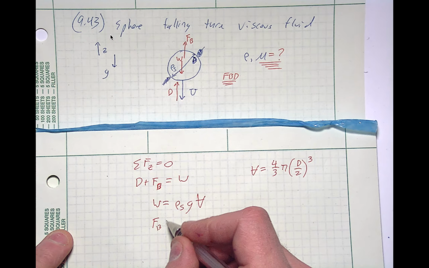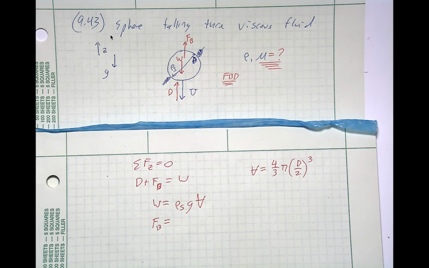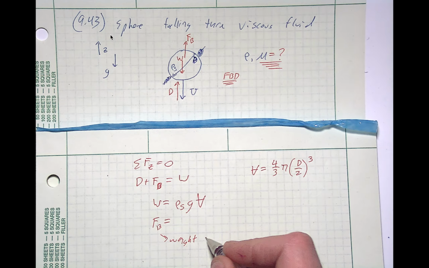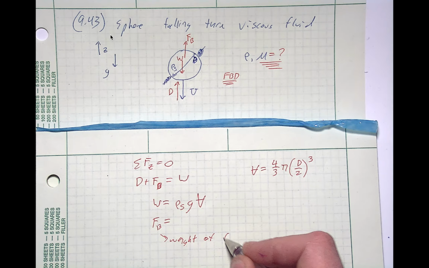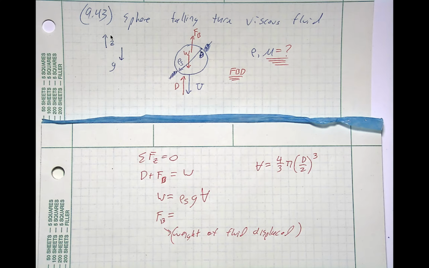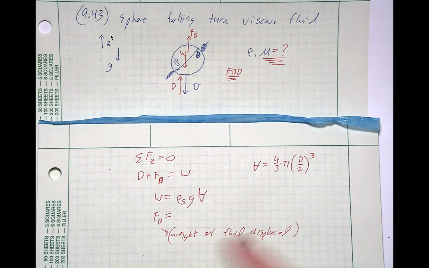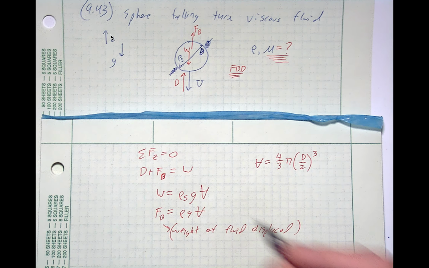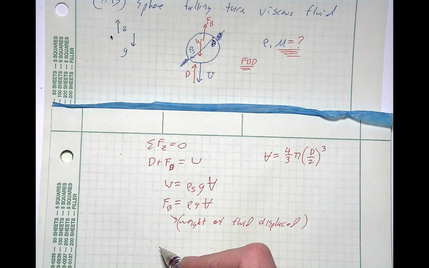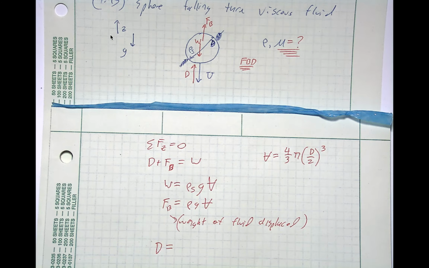What is a buoyant force then? Weight of the fluid displaced, right? Same equation, we're just switching out the densities. Perfect. And our drag. How do we get drag here?